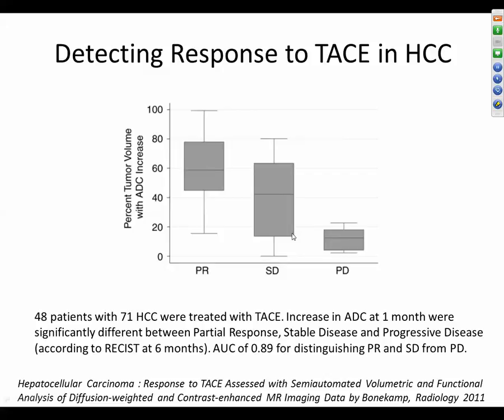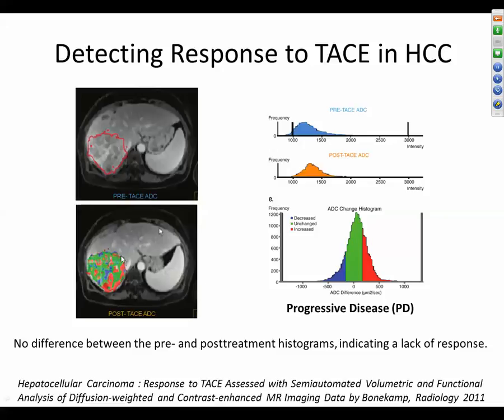They're only looking at the baseline scan? No, I think this is the change. From baseline to 1 month? Yeah, from baseline to 1 month. Okay. So the change predicts a 6-month response? Is that a similar time frame as the previous slide, where they showed the red and the green? Oh, yeah, here. So you do a scan 1 month after TACE, and you look at the early change, and the early change in ADC predicts a 6-month response? Is that what they did?